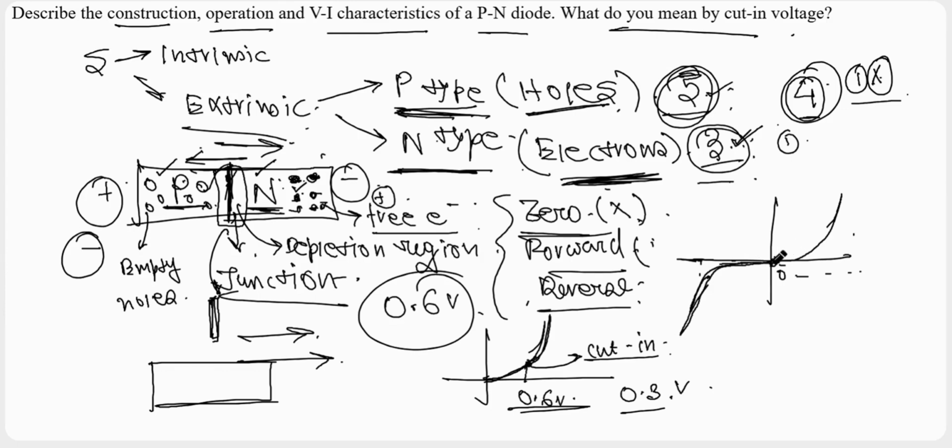Because we can see during the reverse bias, up to a few volts, suppose up to minus 5 volt, the value was almost constant or negligible. But after attaining minus 5 volt, the value of current suddenly increases. So this is the current value along the y-axis, and this is the voltage value along the x-axis. So after attaining minus 5 volt, the current suddenly generates a spike and keeps increasing gradually.